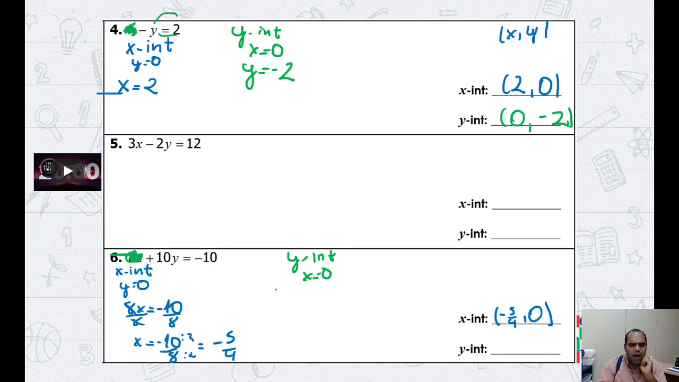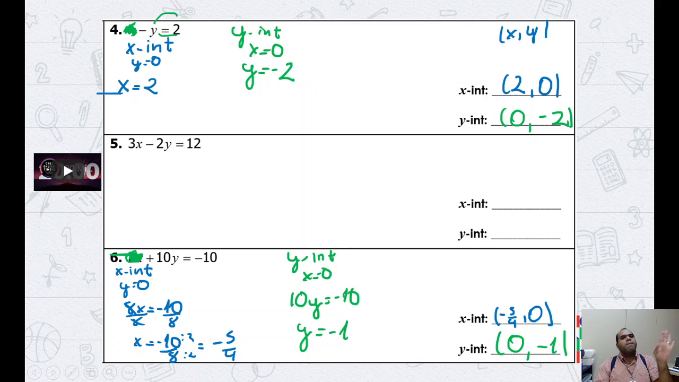Right now, 10y equals negative 10. How many times does 10 go into negative 10? Negative 1. And my pair is over here. I know first my x right now is 0, and my y is negative 1. Done.